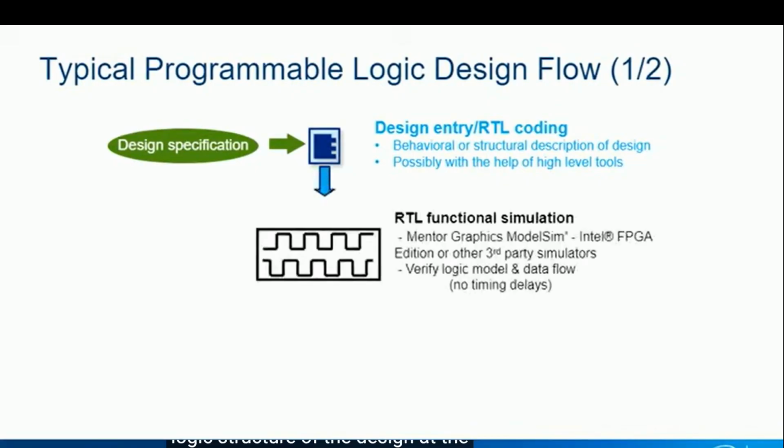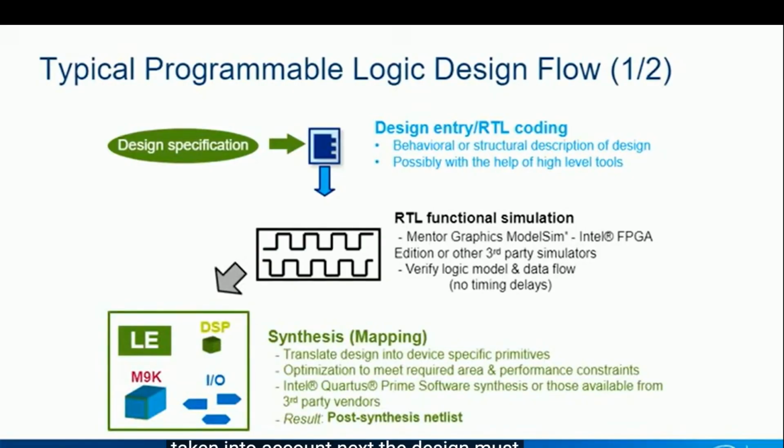This is usually followed by RTL functional simulation using a tool such as Mentor Graphics ModelSim or other third-party simulation tools. Note that a simulation at this point tests logic functionality only. Timing delays in the device are not taken into account. Next, the design must be synthesized to translate it into logic primitives specific to the selected target device. During the synthesis process, the design can be optimized to meet specified size, performance, and timing constraints. You can perform synthesis in the Quartus software or use a third-party synthesis tool such as Mentor Graphics Precision Synthesis or Synopsys Simplify. The result of synthesis is a database of information referred to as the post-synthesis netlist.